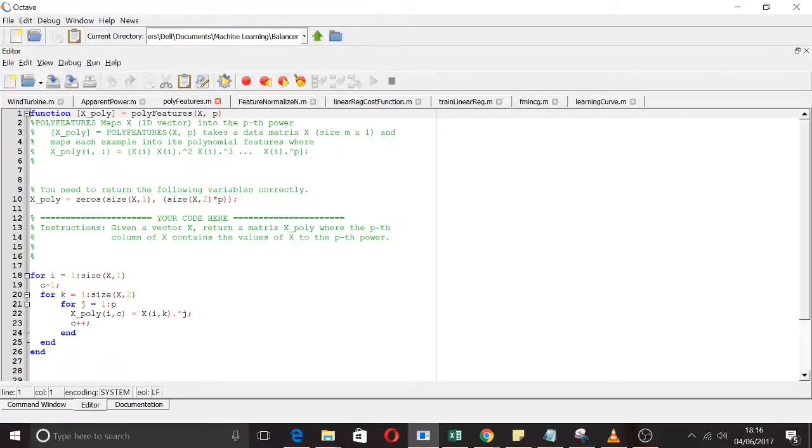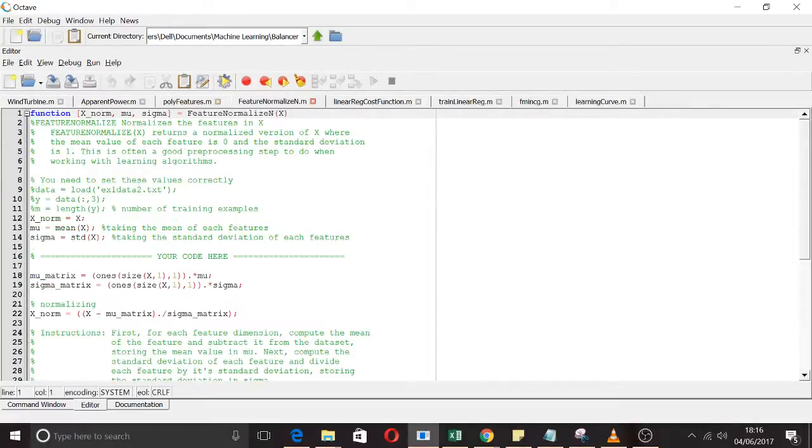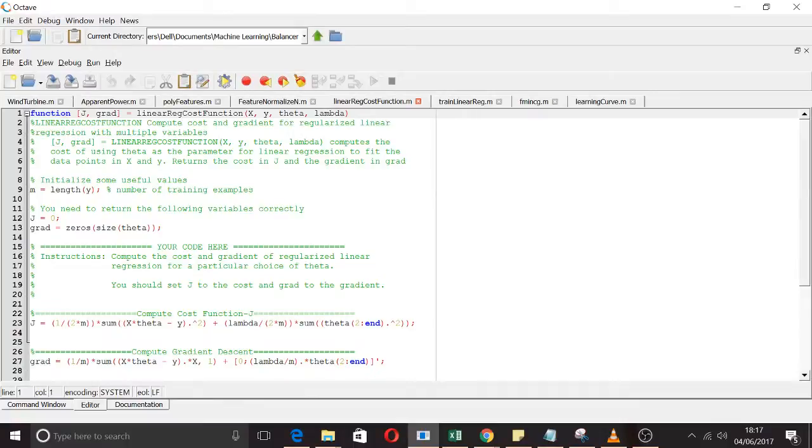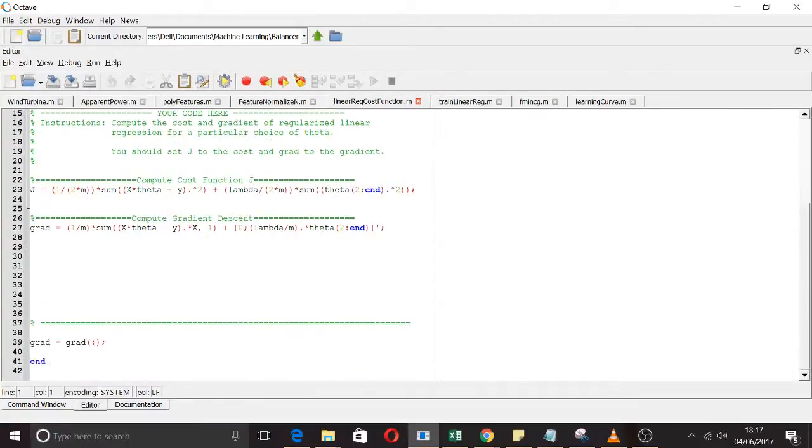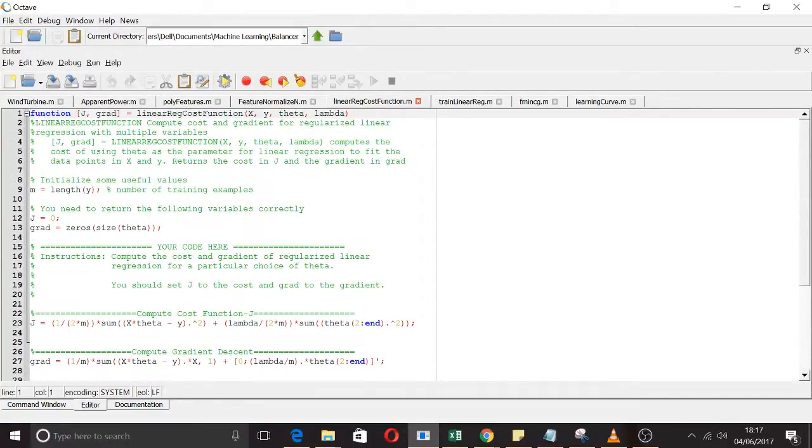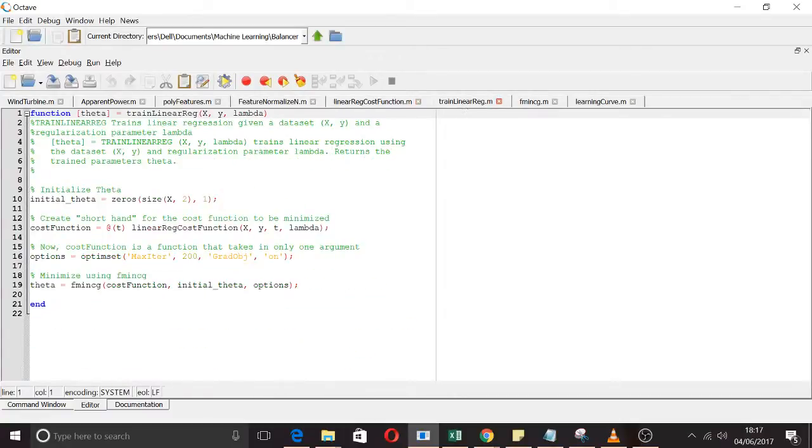The polynomial feature function is used to map our data set into a polynomial function, because we are using linear regression for prediction. The feature normalize function is used to scale our data set, while the linear reg cost function is used to compute our cost function. The train linear reg function is used for the training of our algorithm.